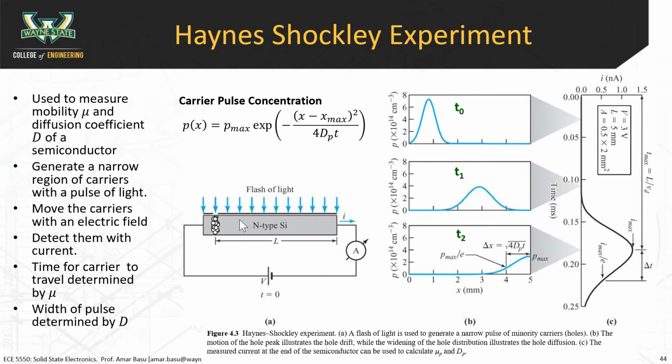So recombination processes are happening. Is drift happening? Yes, because you have an electric field. Is diffusion happening? Yes, that's what's causing the pulse to widen out as it moves across. So all 4 carrier processes happen in this Haynes-Shockley experiment.